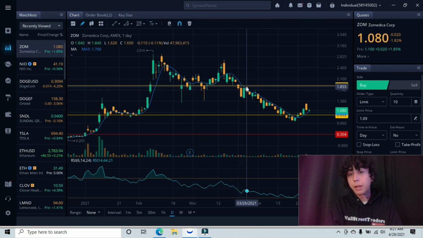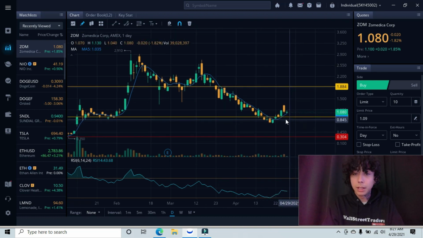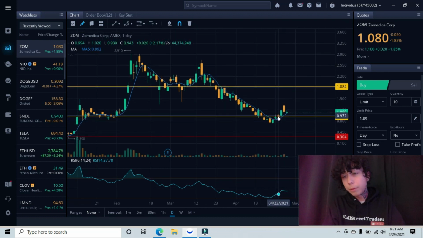It tried to create a breakout. It tried to re-break past that resistance. It ultimately failed. Pulled this back down under our support line and was working as resistance, and you can see right here, we finally broke above that.